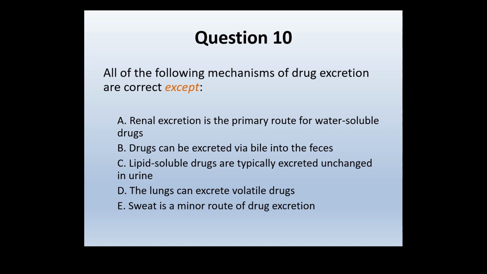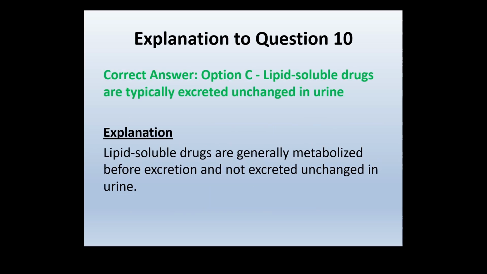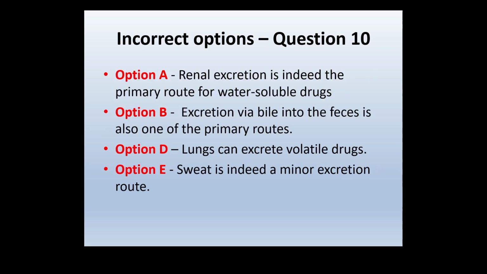The correct answer is option C. Lipid-soluble drugs are typically excreted unchanged in urine. Here is the explanation. Lipid-soluble drugs are generally metabolized before excretion and not excreted unchanged in urine. Let's quickly look at the incorrect options. Option A and B are correct as primary routes. Option D is accurate for volatile drugs, and option E is true, as sweat is a minor excretion route.